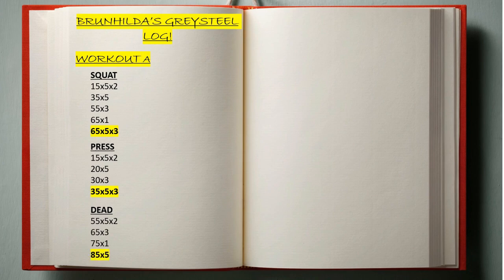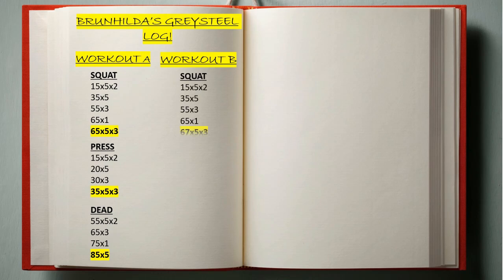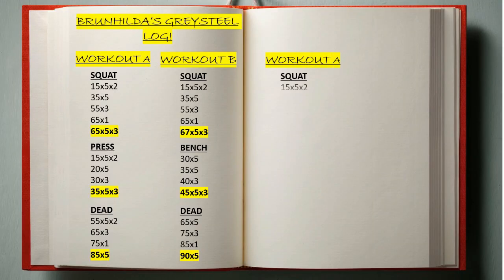In her second workout, which is her first workout B, our athlete adds weight to her squat, working up to 67 by 5 by 3. Instead of the overhead press, she performs the bench press and works up to 45 by 5 by 3. And she adds weight to the deadlift, working up to 90 by 5. Her third workout will be workout A again, and she will add weight to all 3 exercises.